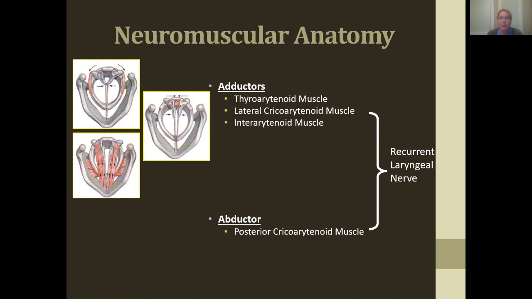So in the middle of a word, someone's saying rainbow, and it comes out choppy, because these closing muscles suddenly spasm. And it can be different muscles, which is also a challenge with adductor spasmodic dysphonia, that some of these muscles can be more active than others.